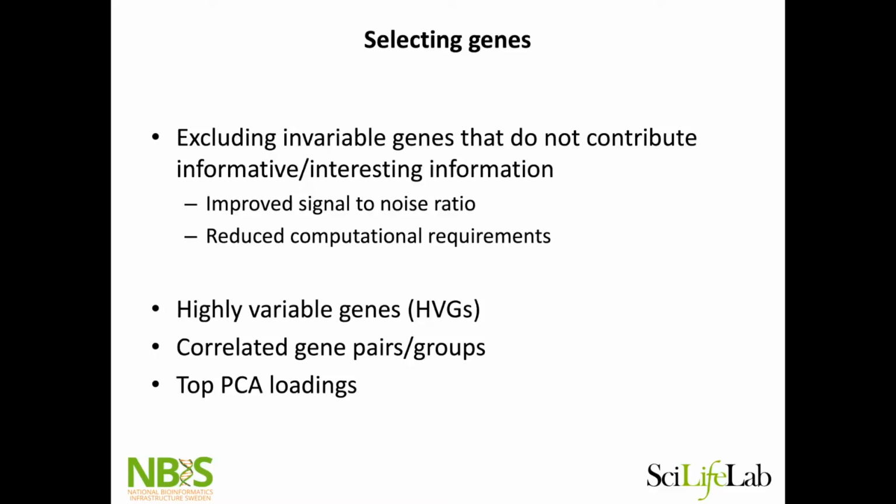So one part is normalization, but then we also want to select genes to work on. If we work on the full gene space, there's quite a lot of noise. So we want to get basically just an improved signal to noise ratio, and also to minimize the data set. So if we select a few thousand genes to do PCA and everything on, it goes so much faster.